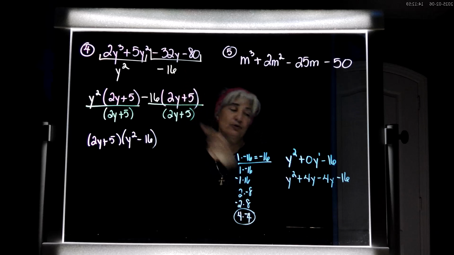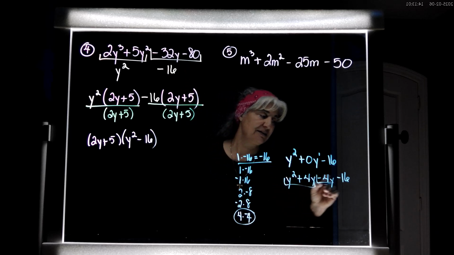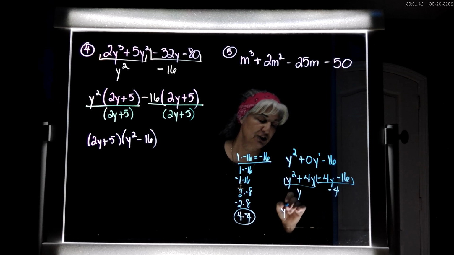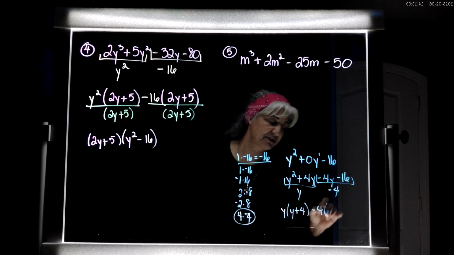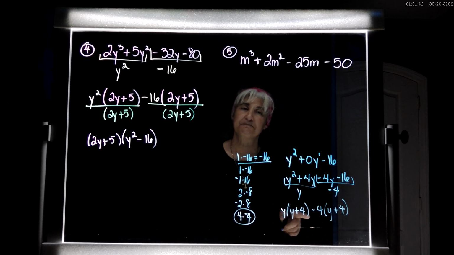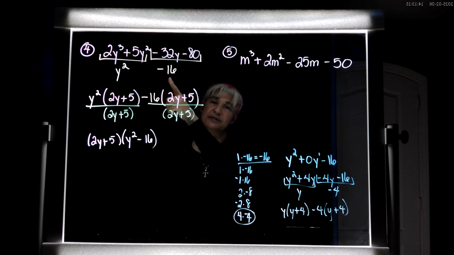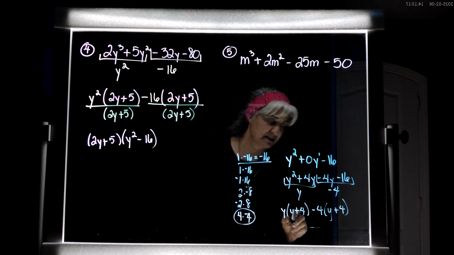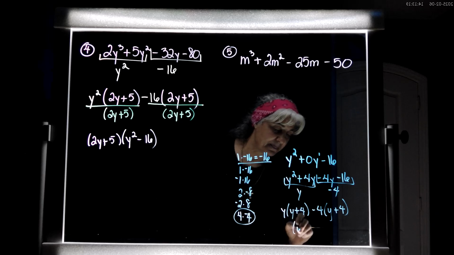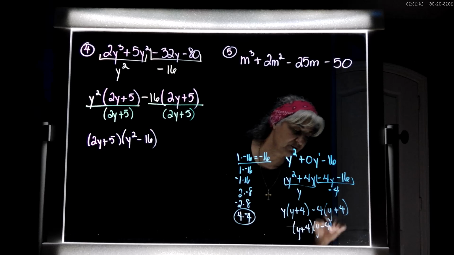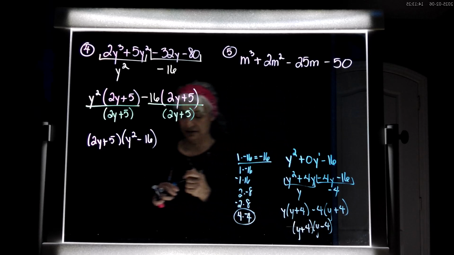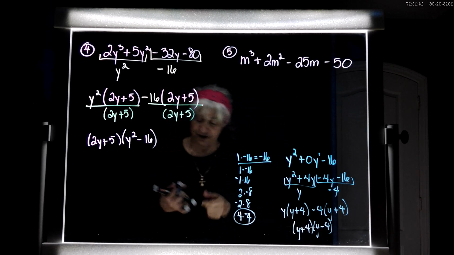You can do the same grouping technique that you've been working on, and you will notice that this will factor, and you're like, you're going a little fast. Pause it. The same exact technique. Pause it. And you will notice that this factors to the quantity of y plus 4 times the quantity of y minus 4.